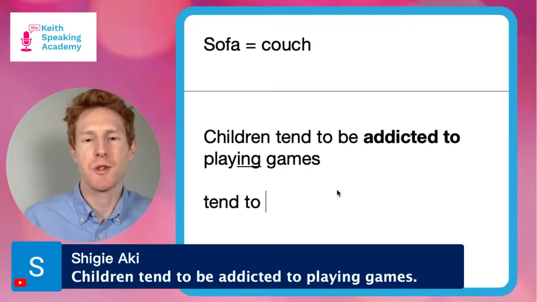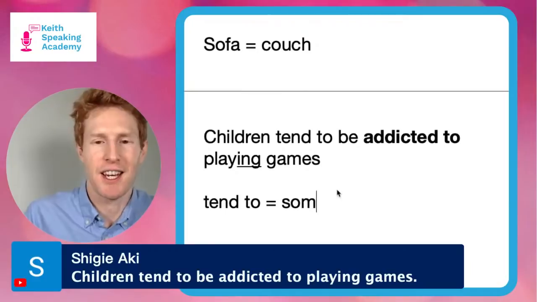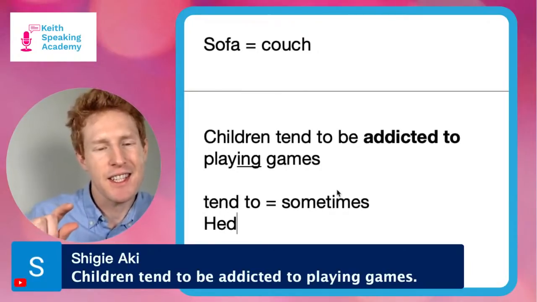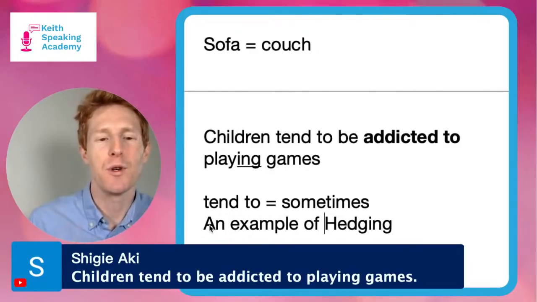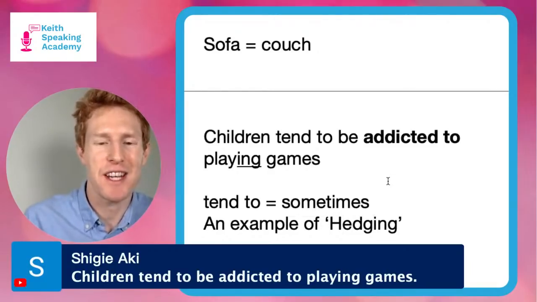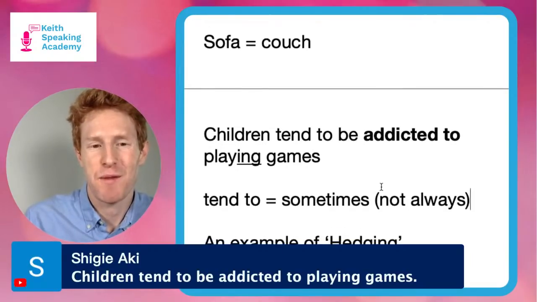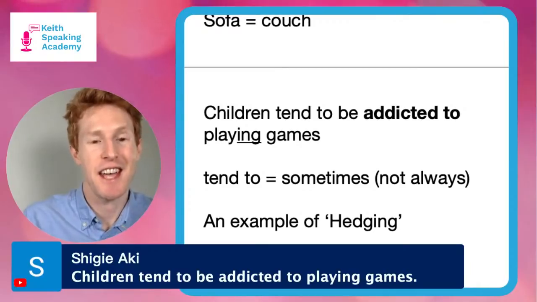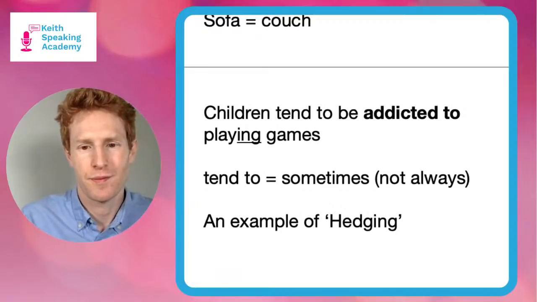So instead of saying children are addicted to playing games, we say children tend to be addicted to playing games. And this subtle difference is the kind of thing that can really show the examiner more sophistication in certainly your writing, but also your speaking as well. So great to see that. It's also something that we touch on in today's lesson, a little bit later. So an example of hedging there, tend to here meaning kind of sometimes but not always. That's why it's hedging.